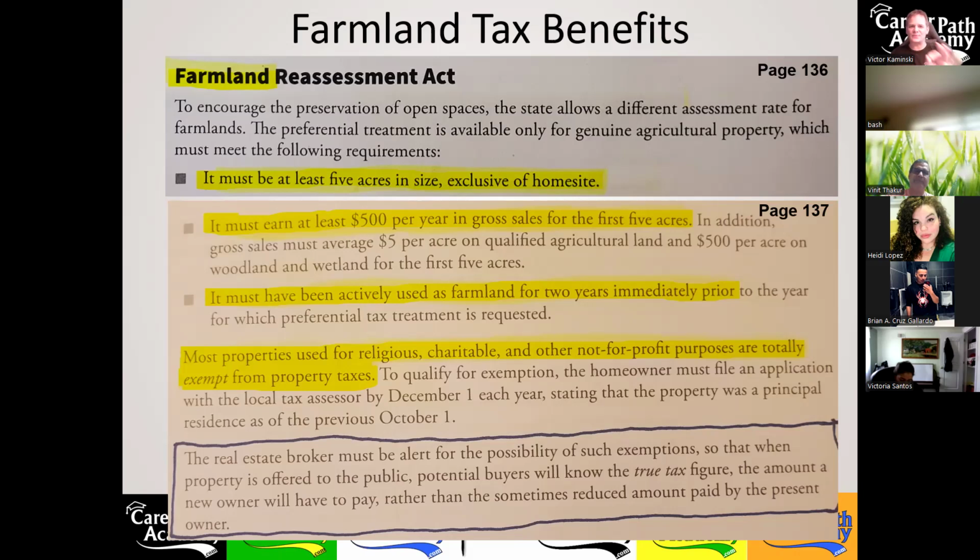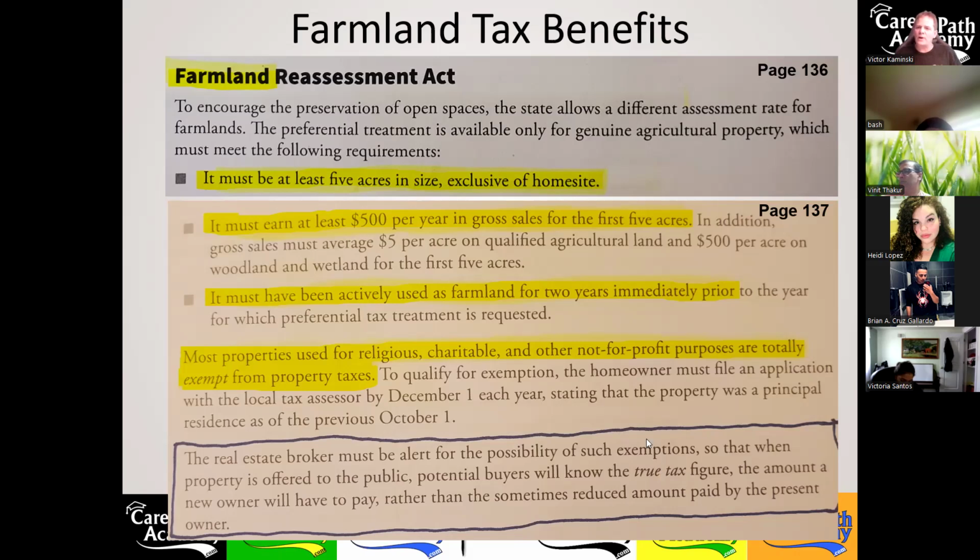I'm going to give a little more explanation about these fake farmers and farmland loopholes, just to rile you up a little bit more. But anyway, the real estate broker must be alert for the possibility of such exemptions, so that when the property is offered for sale to the public, potential buyers will know the true tax figure rather than the lesser amount that the current owner is paying. The new owner is going to have to pay the true tax figure if they're not going to use it as a farm, or if they're not going to qualify for a religious or nonprofit exemption or what have you.